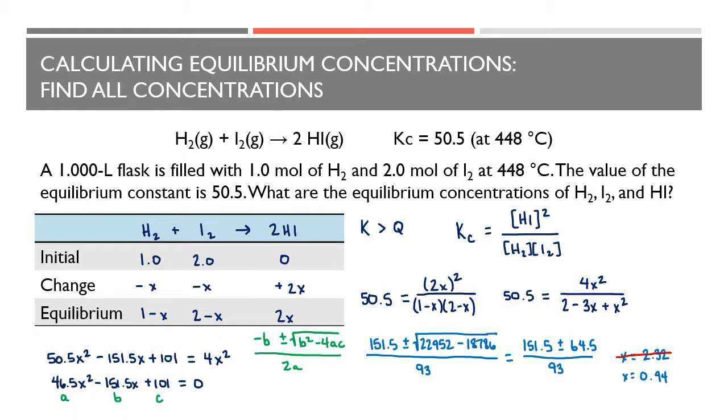So if I plug 0.94 into my equilibrium concentrations with the unknown, I get the concentration of H2 is 1 minus 0.94, which is 0.06 molar. The concentration of my I2 is 2 minus 0.94, which equals 1.06 molar. And the concentration of my HI is 2 times 0.94, so that equals 1.88 molar.